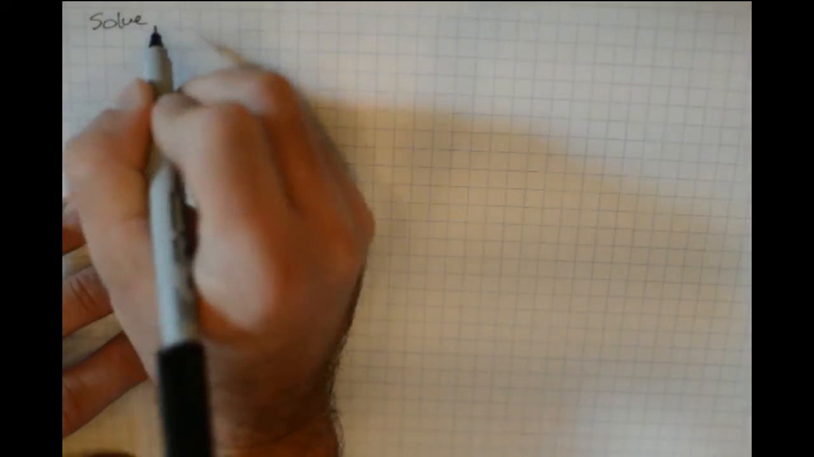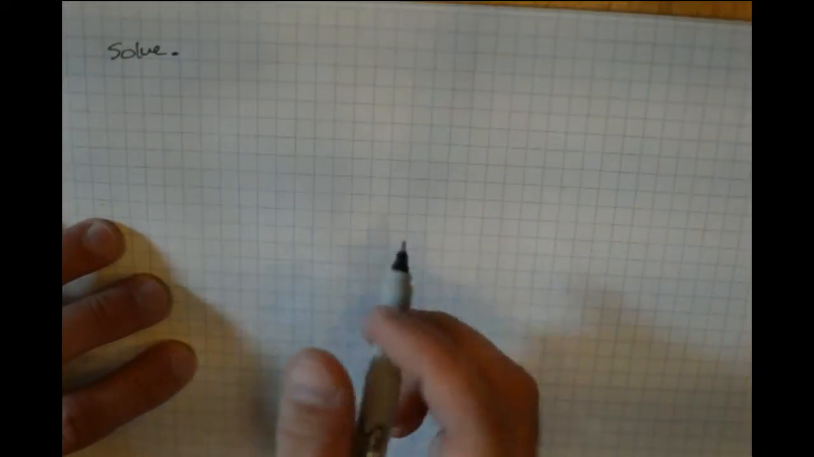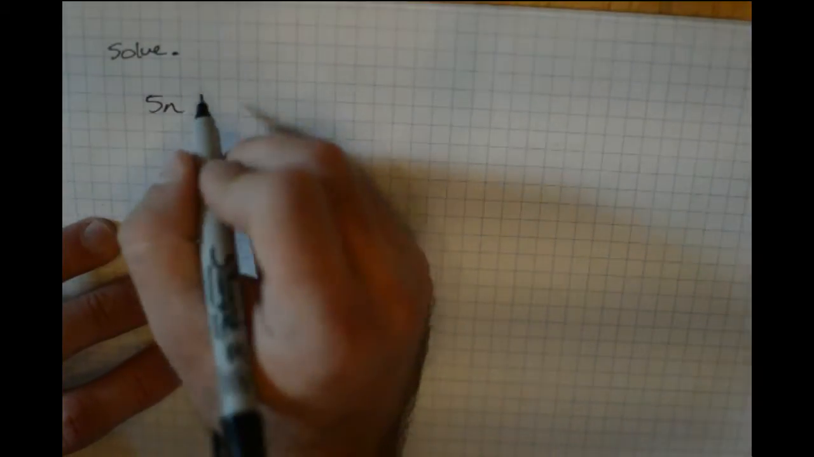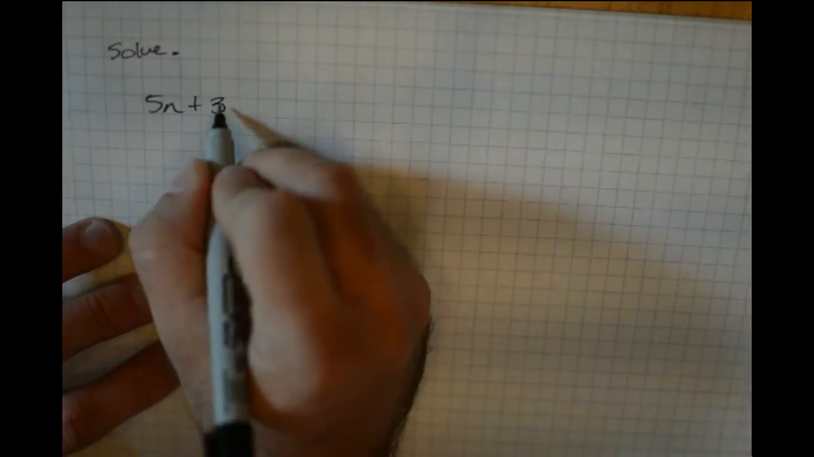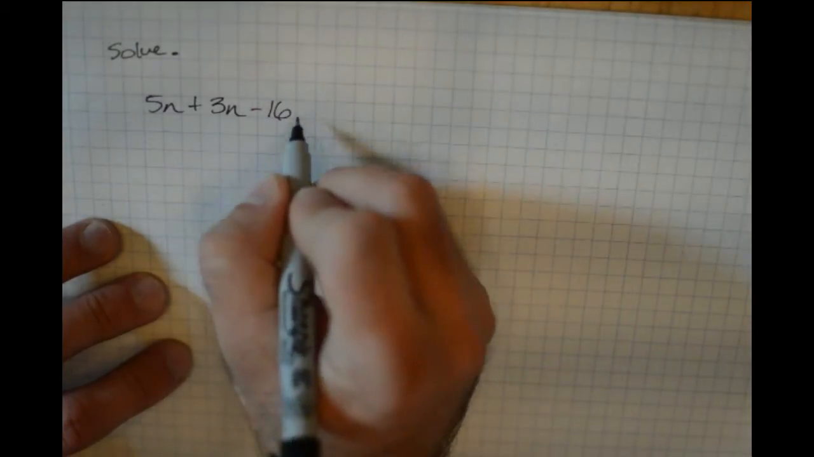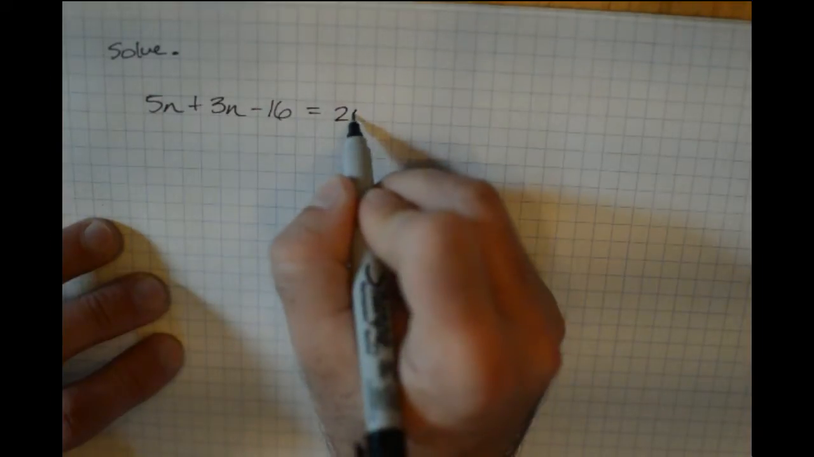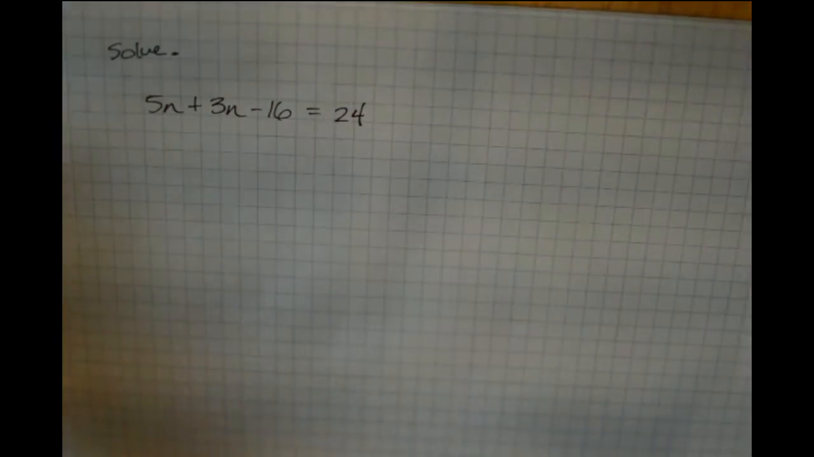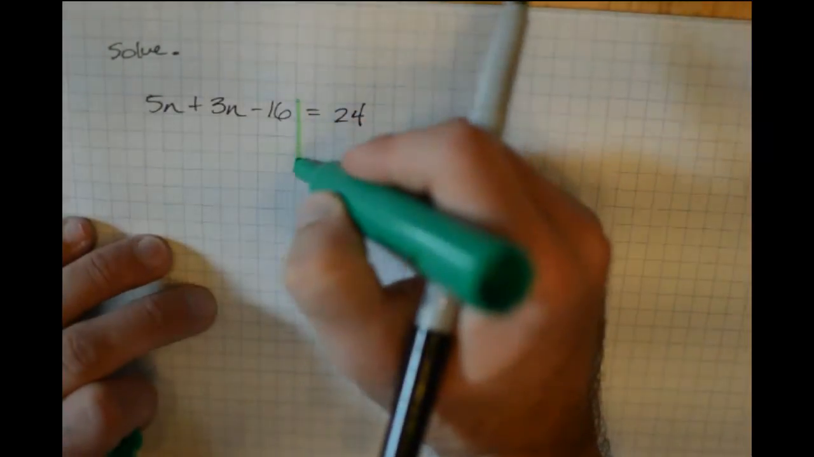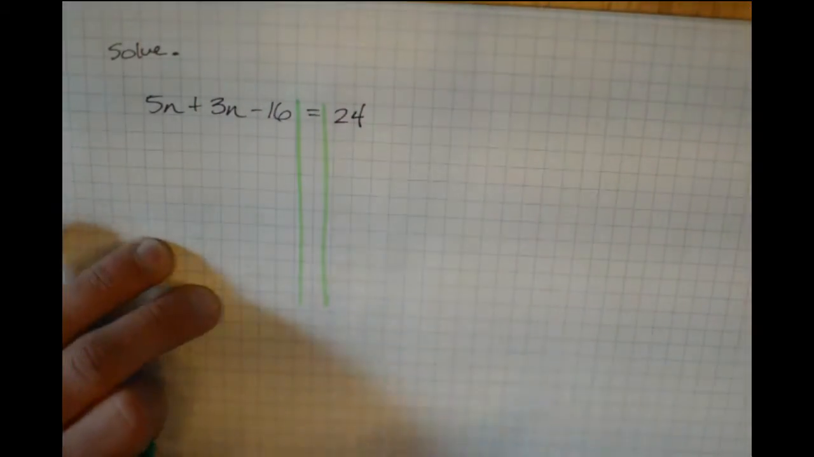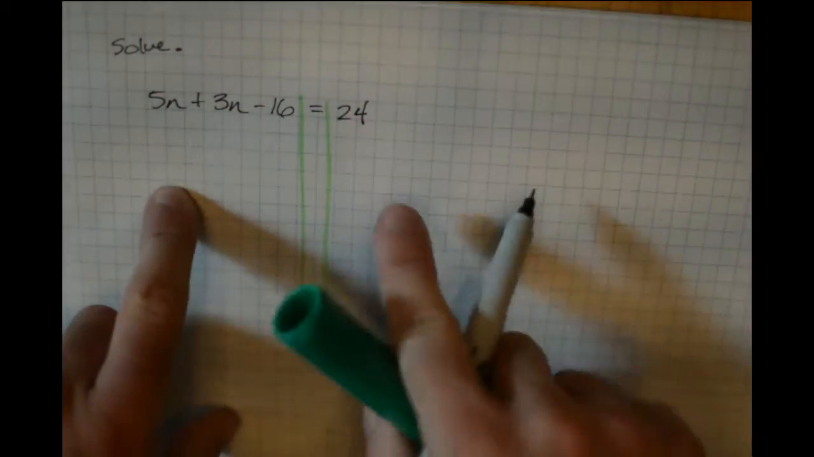Let's take a look at another one that involves having more than one of the same variable on the same side. Let's do an inequality. So let's go ahead and solve this inequality. Let's say we've got 5n plus 3n minus 16 is equal to, let's say, 24. So I'm going to go ahead and draw those lines, highlight the left and right side, so I know that anything I do to that side, I've got to do to that side.